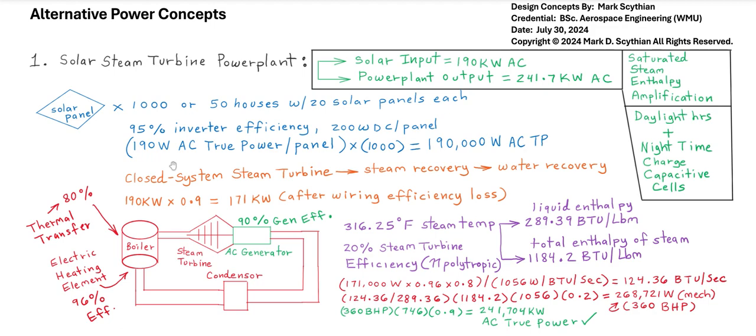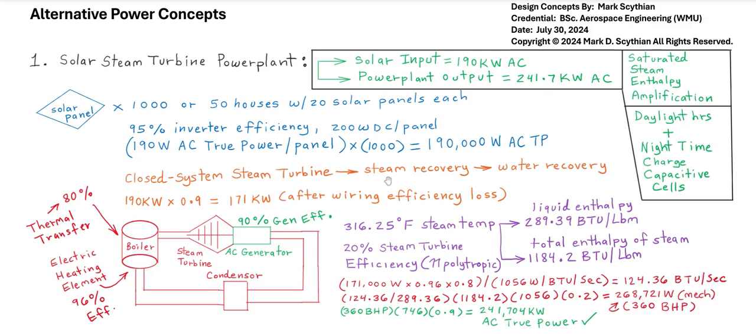And then if we take that electrical power and use saturated steam enthalpy amplification, we can then send the electrical power to a closed system steam turbine that includes the discharged steam to be condensed and returned back into higher temperature water, returning back to the boiler. So then we conserve water as well.